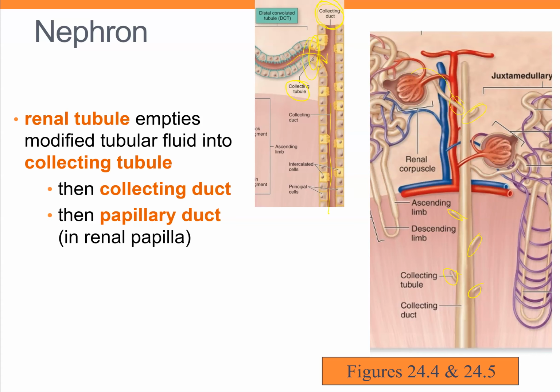From there, I didn't put that picture here, but you can flip back through your book or your handout and look at that. Your collecting ducts are going to empty into the papillary duct, and that papillary duct is located down at the base, I like to call it, of the renal pyramid, called the renal papilla. Remember, it's that little projection at the bottom of the renal pyramid, so down here at the bottom. So that's the papillary duct.